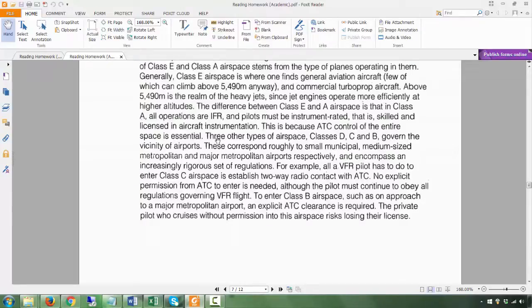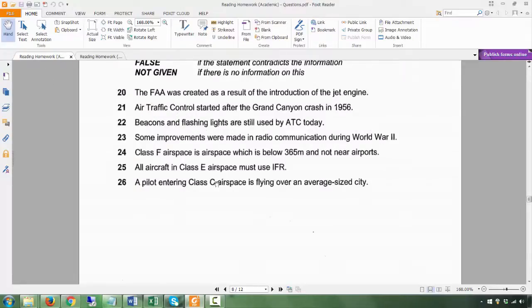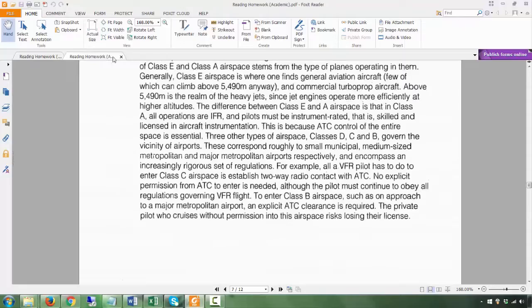And 3 other types of airspace, D, C, and B, govern the vicinity of airports. These correspond roughly to small, medium, and major. So a pilot entering Class C airspace is flying an average size. Average would be medium, right? So D would be small, C would be medium, and B would be major. So C, that is true.